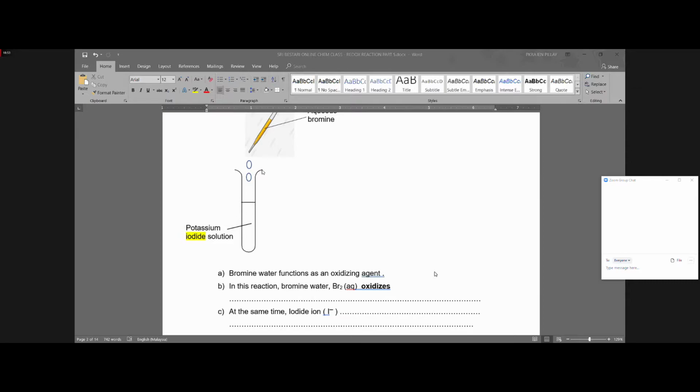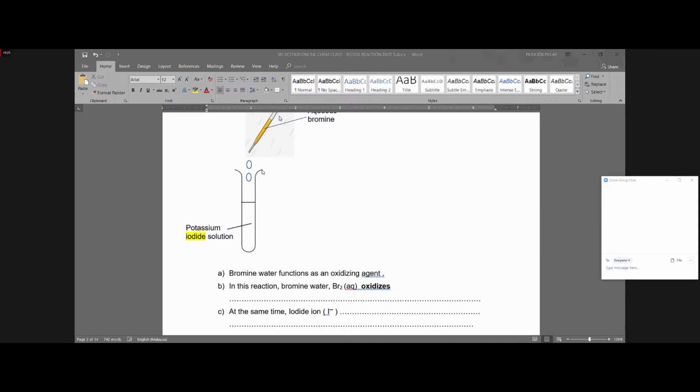Bromine water oxidizes iodide ion to form iodine molecule. Okay, it oxidizes iodide ions. Write down in words, iodide ions to become iodine. All right. Iodide ion is colorless. So you can see when you add, there's a color change here, from colorless to iodine becomes brown. That's the first thing you observe.